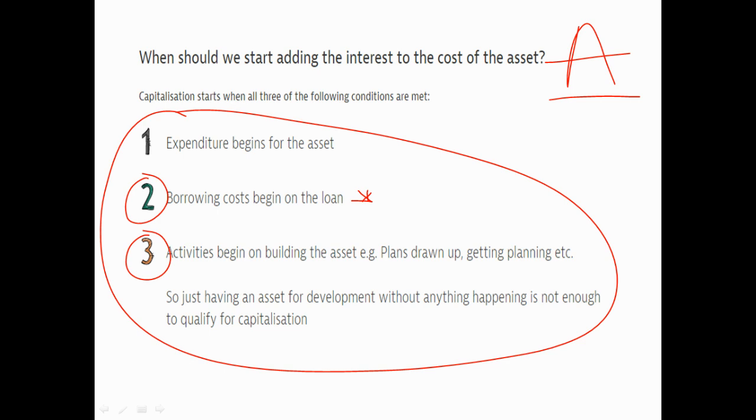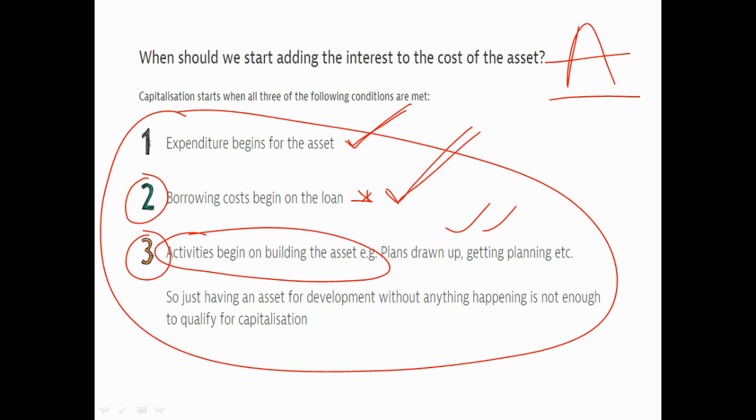Okay, maybe we have actually incurred some expenditure. We bought some materials and we already recruited some staff, and we are actually incurring borrowing costs. We've actually taken the loan, but there is no activity on the ground, or we don't have any plans. We are not even planning anything. We have incurred the expenditure maybe for the material, but the borrowing costs are being incurred, and we don't have any activities happening on the ground.